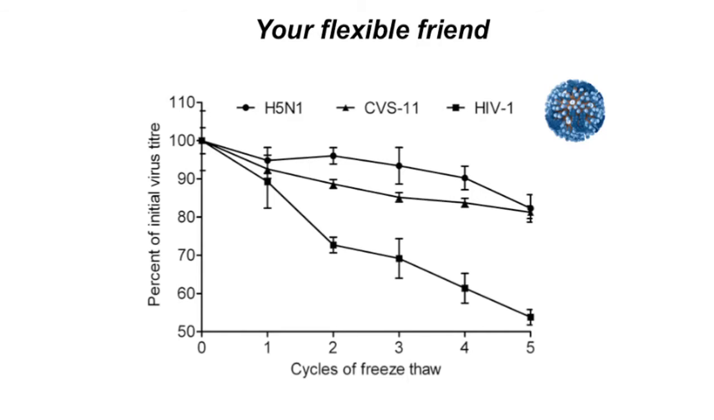But obviously, if you thaw the virus and refreeze it, what happens to the virus titer? Here we have flu H5N1, CVS11, the rabies virus, and this is HIV pseudotype. Both the flu and rabies pseudotypes lose around 3% of virus titer each time they're freeze-thawed, so you're not losing much of the virus titer, compared to about 9% each time for HIV.